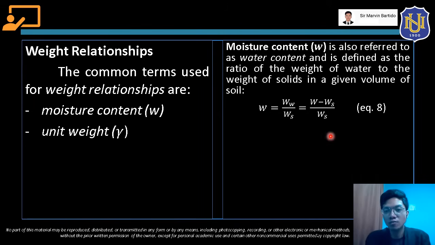So therefore class, for weight of water, that is the total weight minus weight ng soil solid. Okay, so this will be our equation 8 class. Okay, so take note of this.